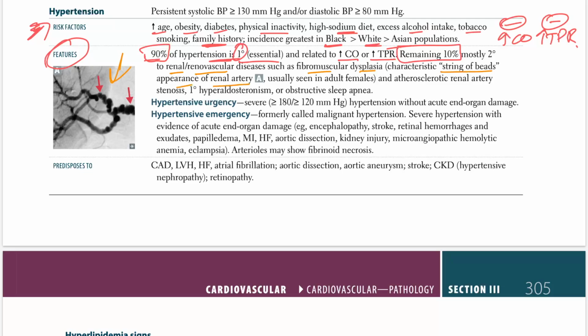Picture A. Look at this string of beads appearance. So there's a string and there are beads on top, and that's the appearance it gives you of the renal artery. So you call it fibromuscular dysplasia, and usually it is seen in adult females. And the second one is atherosclerosis of the renal artery, atherosclerotic renal artery stenosis.